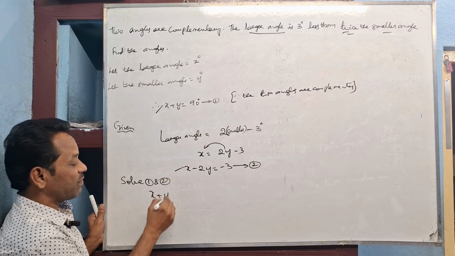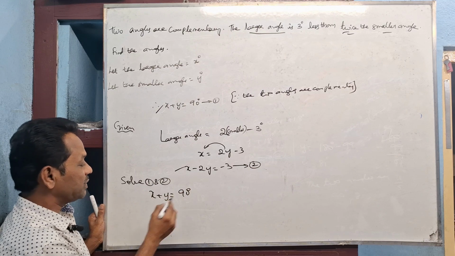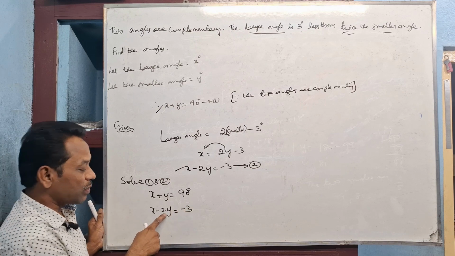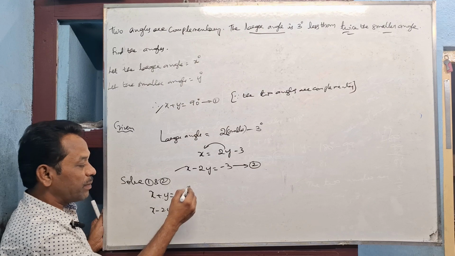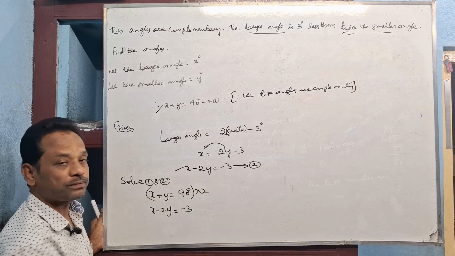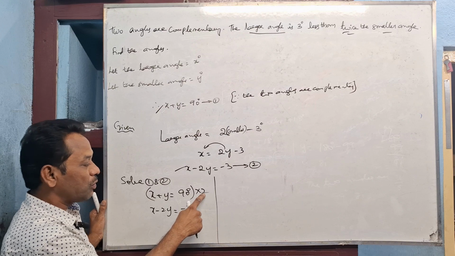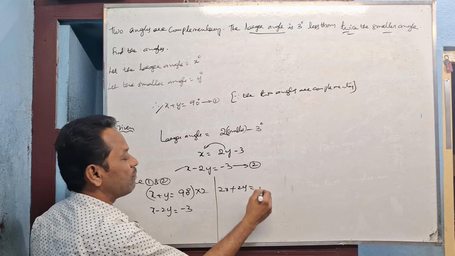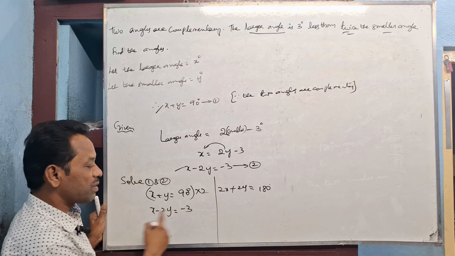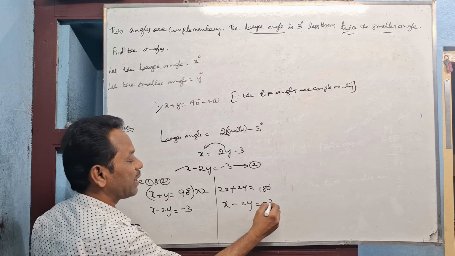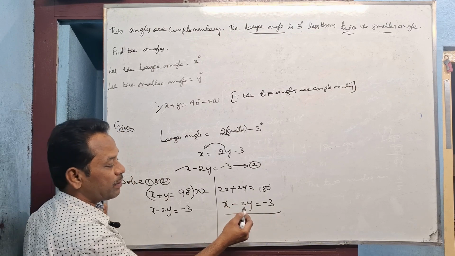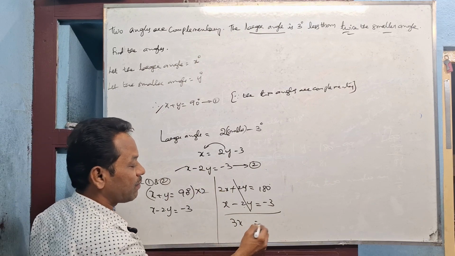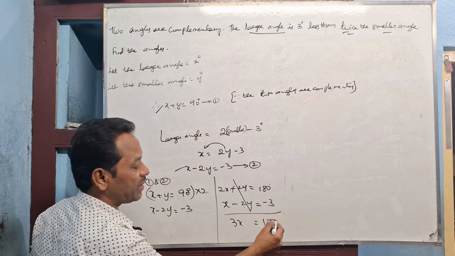The first equation is x plus y equal to 90. Next, x minus 2y equal to minus 3. Now to cancel the y term here, we need 2 here, so let me multiply this whole equation with 2. If I multiply with 2, 2 into x is 2x plus 2y equal to 180. The second equation is as it is, equal to minus 3. Now plus 2y minus 2y we can cancel. So here we have 2x plus 1x is 3x equal to 180 minus 3 is 177.